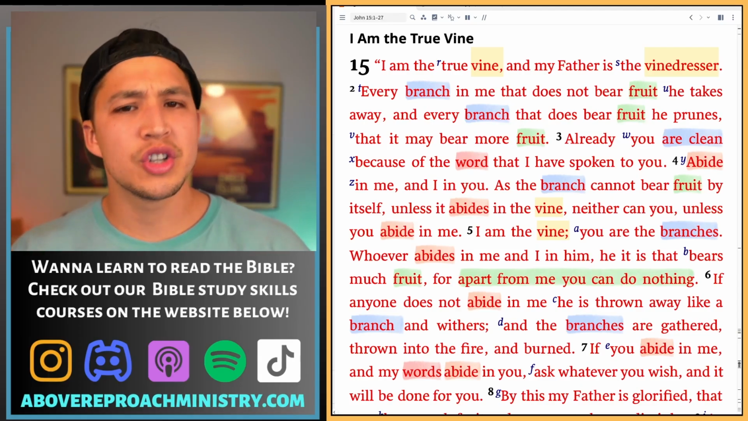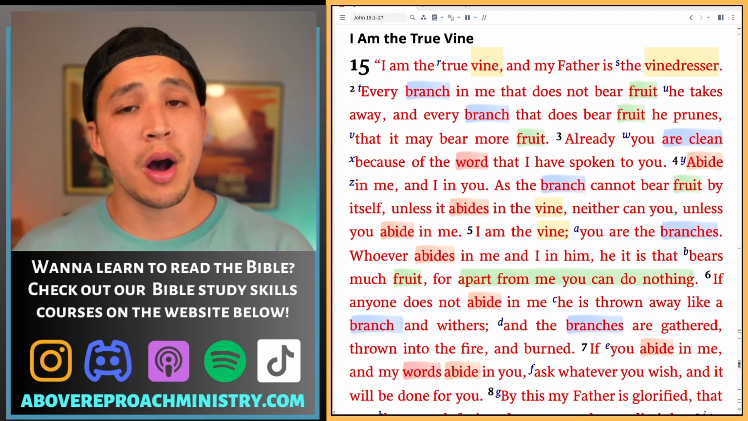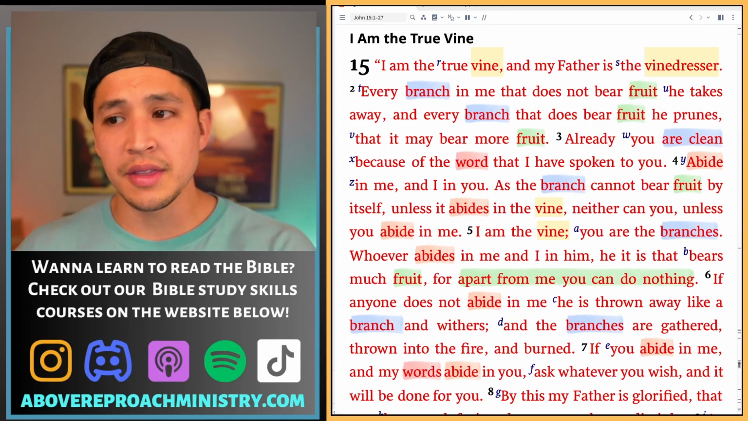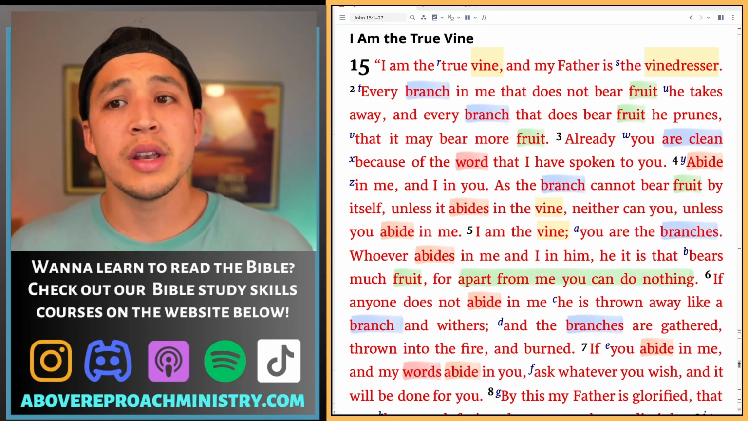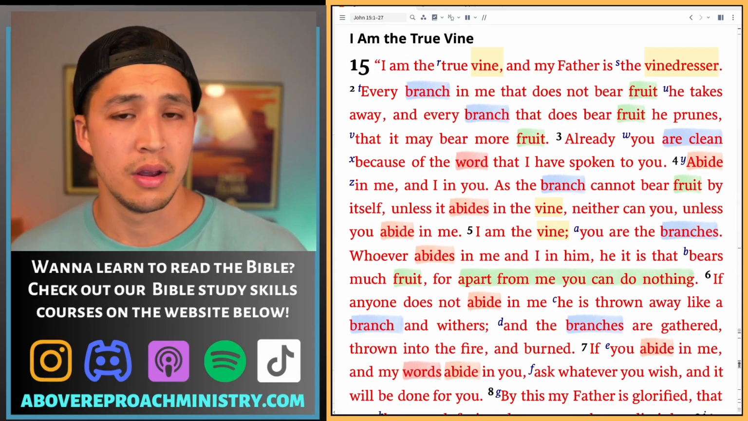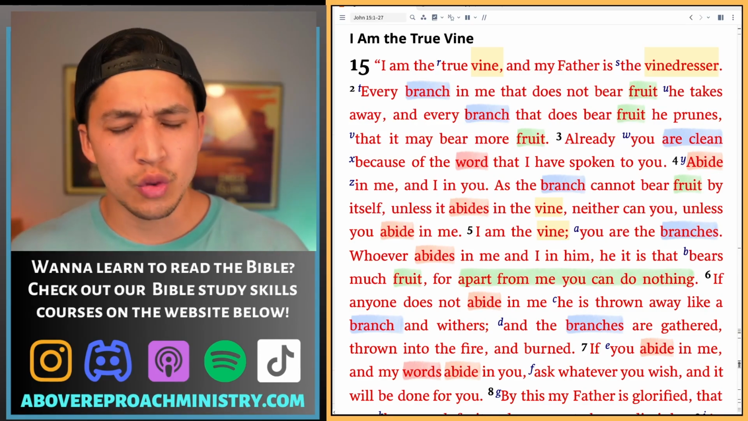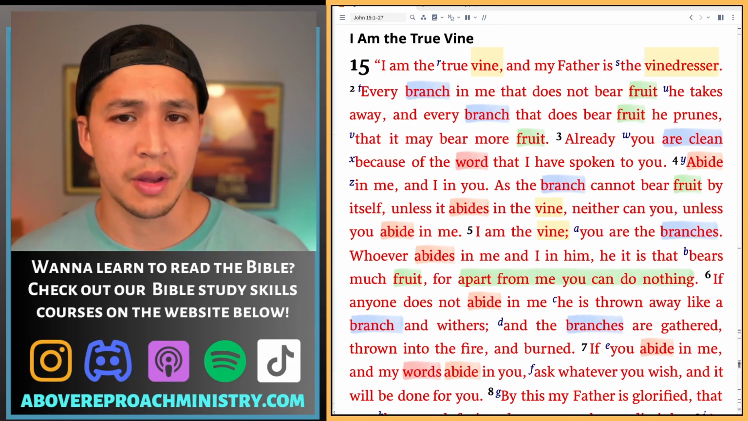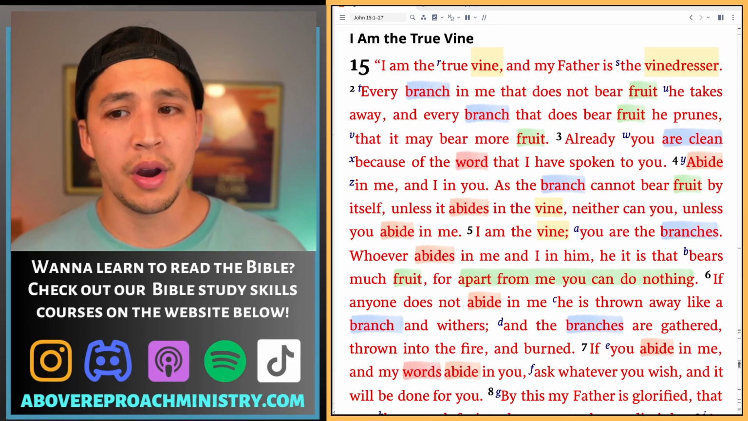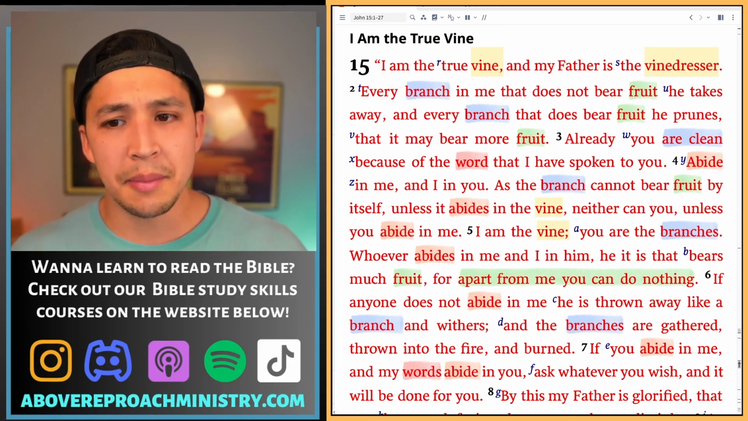Some other questions to think through would be, is there a positive example for me to follow in this specific passage? Is there a negative example for me to avoid? Is there a specific promise to enjoy and to claim? Is there a direct command to do something or not to do something? Is there a specific prayer that I'm supposed to imitate and adopt for myself?